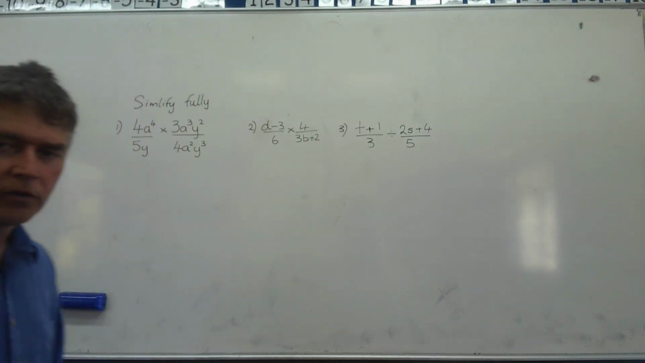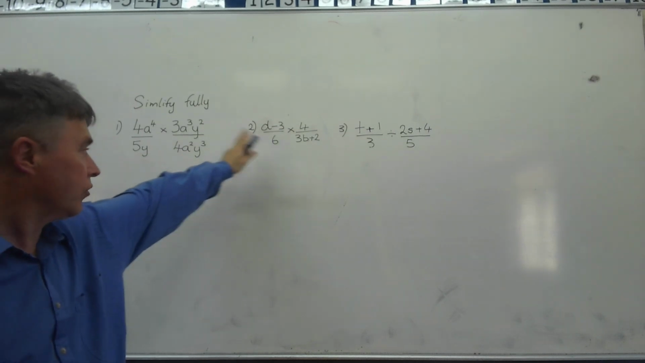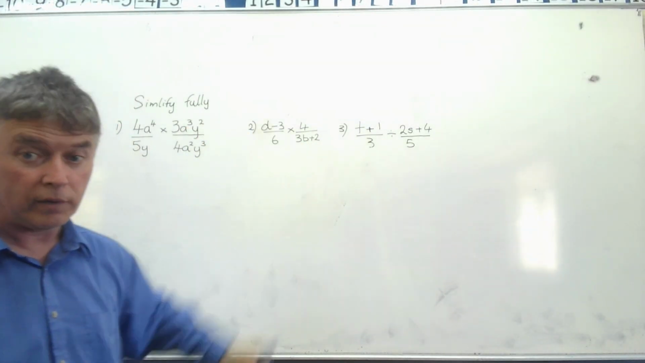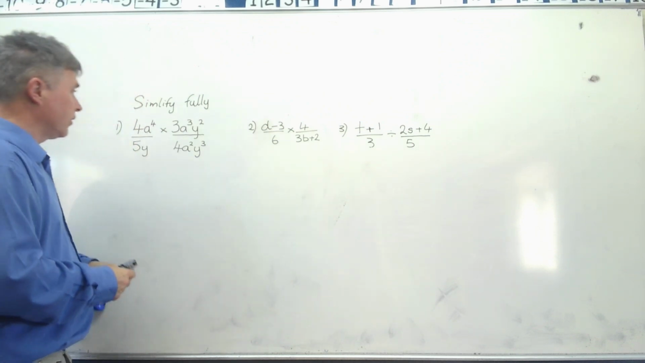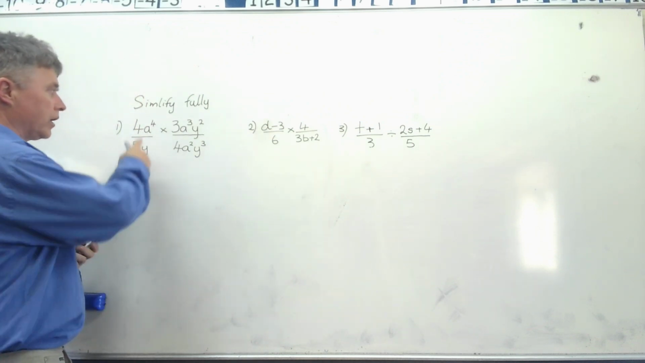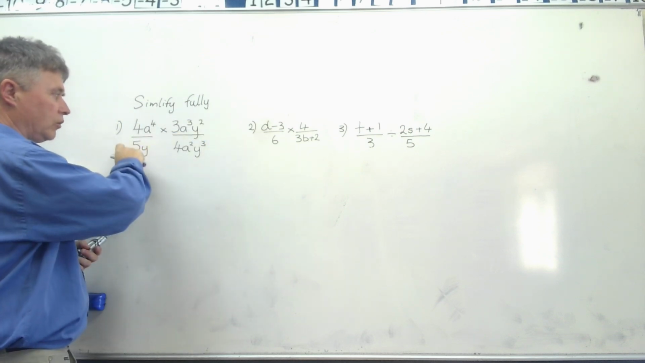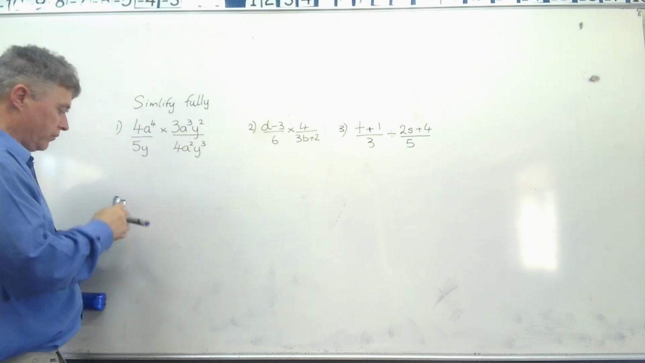Okay, so you might get some like this where you're multiplying. So we've got a couple of multiplying ones, and then we've got one which is a division one. So we're going to go through, you get questions like this. So when you're multiplying, it means you multiply out the numerator and you multiply out the denominator. So we'll do the top one.